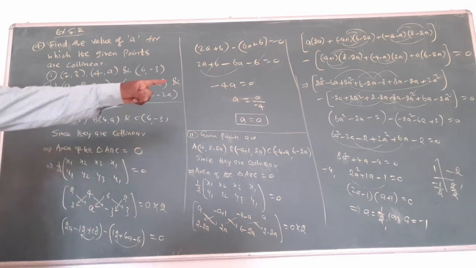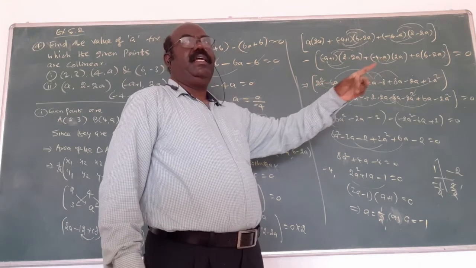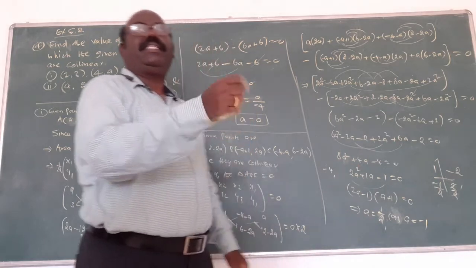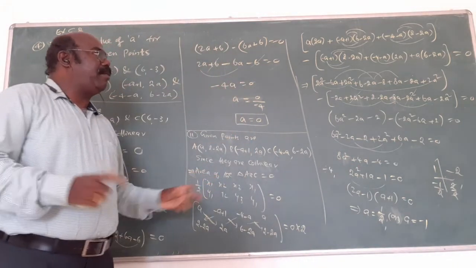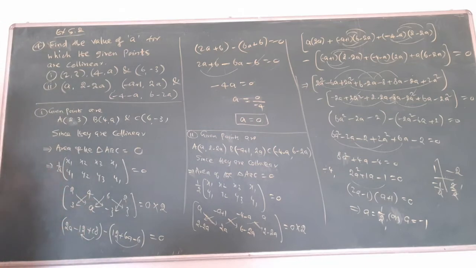You want to combine the squares with the squares, a with a, the numbers with the numbers. In this way, you want to do it one by one. By using the pencil, put the tick mark, then add and combine together. We get the quadratic equation. Solve the equation. Get 2 values for a.